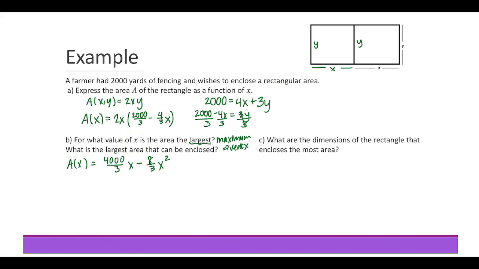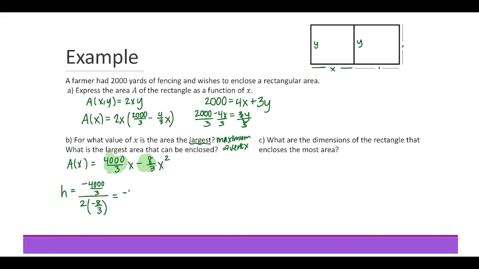Now, we have a formula to find the vertex, h, k. To find the value of h, the formula is negative b. Well, b is the number in front of x, so we want to be careful. That's going to be 4,000 over 3. So we have negative b, 4,000 over 3, over 2 times a. Well, a is the value in front of x squared, which is negative 8/3.